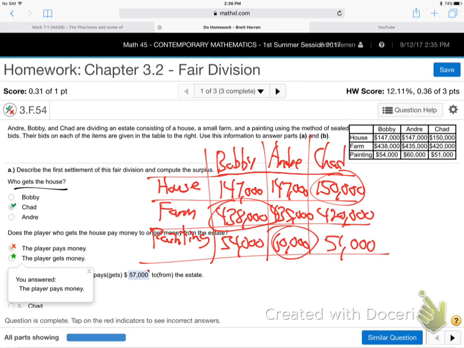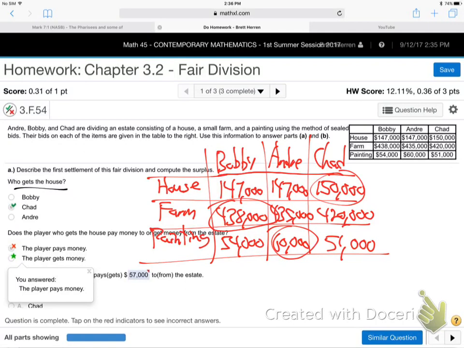So first off, we hand out the objects to the highest bidder. So the house goes to Chad, the farm to Bobby, the painting to Andre. Doesn't have to be everybody gets something. They're all going to get money at least if they don't get an object. Okay, so who gets the house? Chad. So those first three questions are who gets what. We got that. Let me go to the next question.